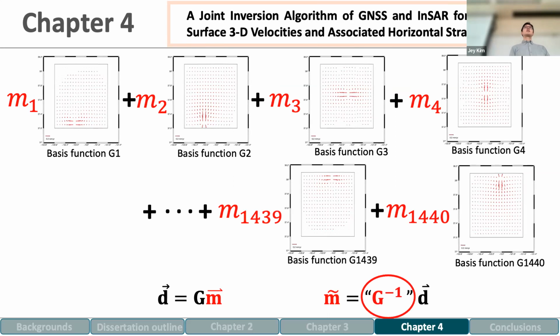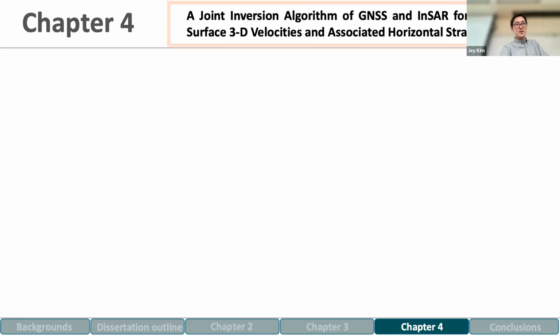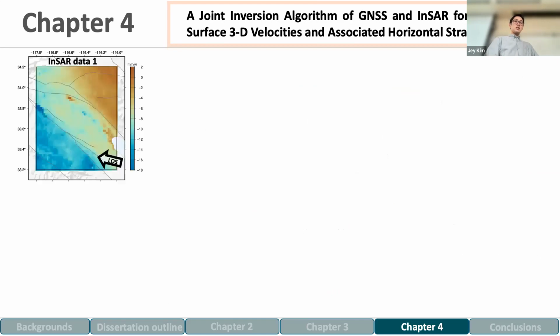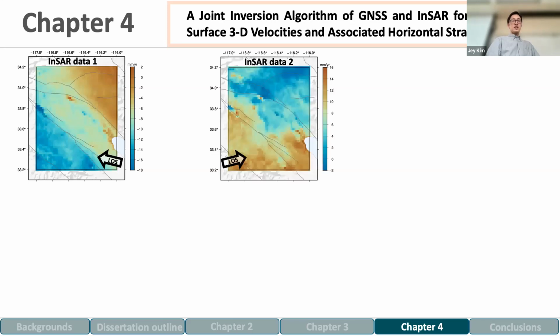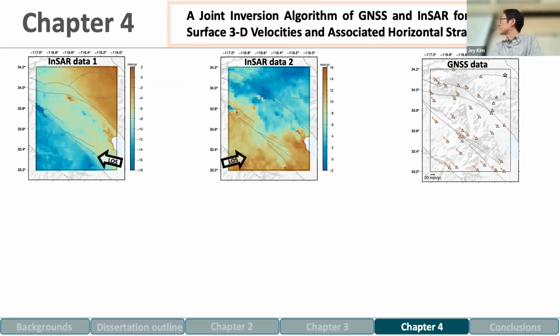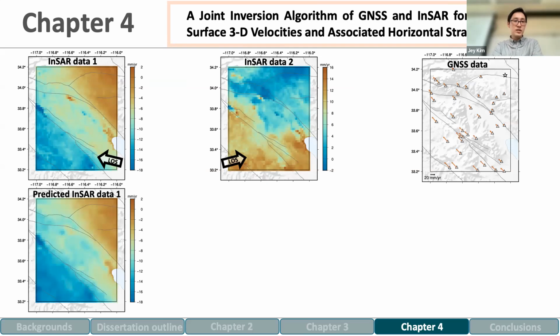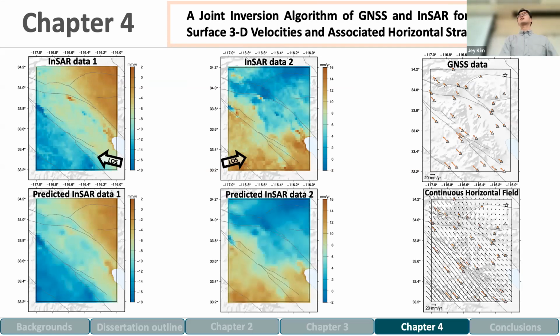It's a non-unique problem. It's quite difficult to find the optimal solution, but we had some tools. Specifically, I use tenfold cross-validation to get an optimal solution. If you are interested in this, maybe we can talk later, but for time, I'll just go and show you the result. That's InSAR data number 1, a descending track InSAR. InSAR data number 2 is the ascending track InSAR measurement, and that's GNSS. That's the prediction for InSAR data number 1. That's the prediction for InSAR data number 2, and that's the prediction of horizontal GNSS together with the continuous field.